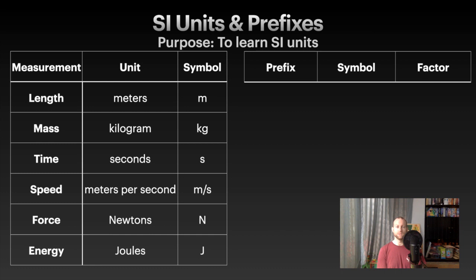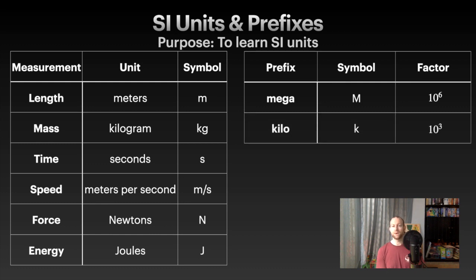The measurements you do. So mega: if you see a capital M beside your unit, that means it's times 10 to the 6. So if you see capital M and then a small s, that means megaseconds. So whatever amount you have, you put times 10 to the 6. Kilo, 10 to the power of 3. Your base unit, so just seconds or just meters or just grams, has no prefix, and so there's no factor to it.